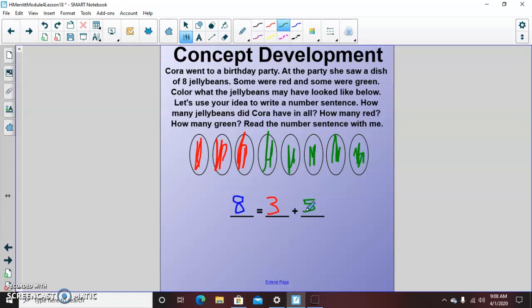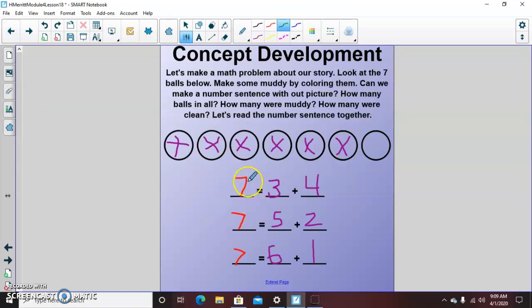Very good. Okay. Now, if you're ready for a super challenge, what I want you to do today is 2 different things. I want you to go ahead and draw me 8 jelly beans, some red and some green. And what I want you to do with those is write number sentences. All the different ways you can make 8. Because we know that 8 equals 3 plus 5 is not the only way to write this. Just like these weren't the only ways to make 7. Okay?